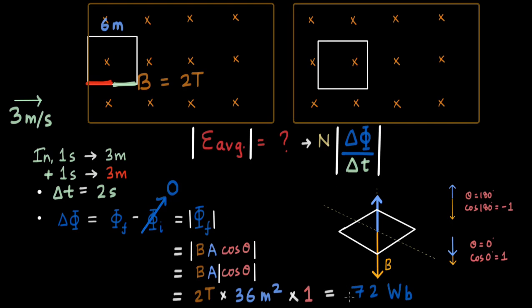Now when we put the change in flux and the time duration in the first equation, that will give us 72 divided by 2 seconds. And finally, the EMF induced comes out to be 36 volts.